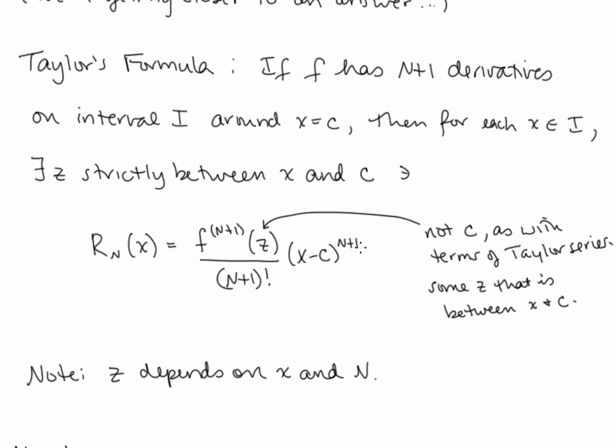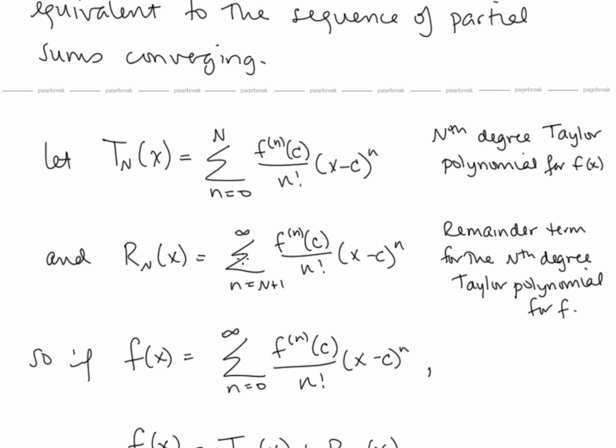Now remember, we defined r sub n to be the rest of the series. So by definition, r sub n is the series n goes from capital N plus 1 to infinity of these Taylor terms. But now Taylor's formula is saying that instead of having infinitely many terms here, we could actually represent the entire sum by one term, evaluating at a different point. Not evaluating at c, but evaluating at some z between x and c.